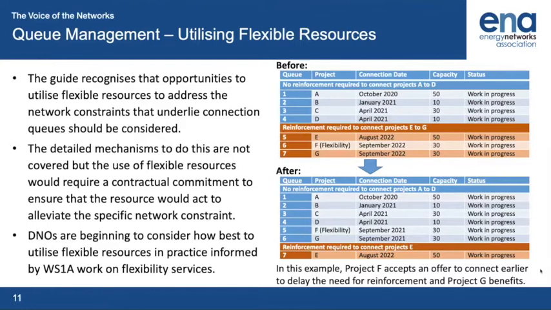You'll see on the right-hand side here an example, a before and after queue. In the before table at the top, you can see that three of the projects, E, F, and G, are sitting behind a network reinforcement that needs to be completed. One of those projects, Project F, happens to be something which can offer flexibility. So maybe it's a storage project.